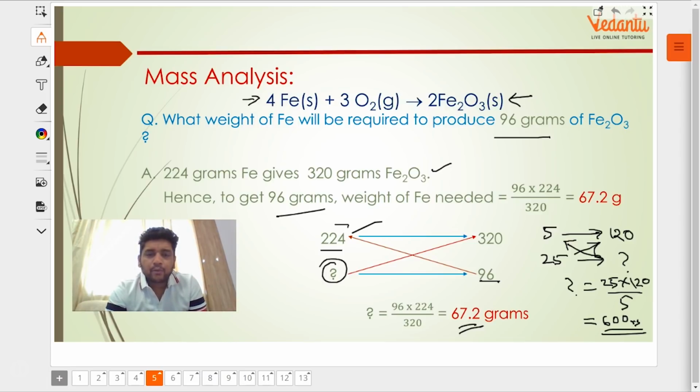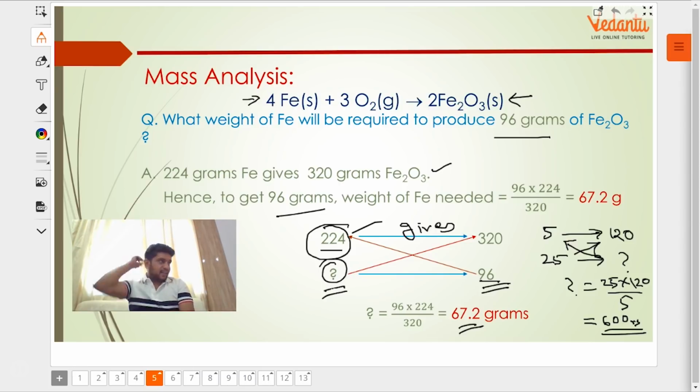तो यहाँ पे 224 grams of Fe gives 320 grams of the oxide. So what weight of Fe will give me 96 grams of oxide? Cross multiply, you will get this weight to be equal to 67.2 grams. ठीक है, दिस इज लाइक यूनिटरी मेथड बोलो, या फिर आप ऐसे बोल सकते हो कि यू आर यूजिंग व्हाट यू कॉल एज द लॉ ऑफ कांस्टेंट कंपोजिशन। ठीक है, weight ratio of Fe and Fe2O3 will always be the same, 224 is to 320. That is the idea we are using here. This is what you call as mass analysis.